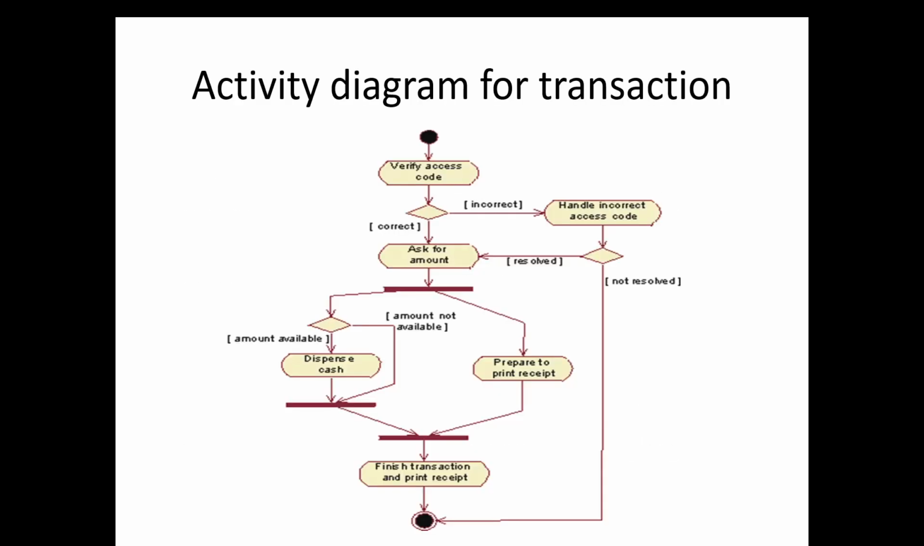Let's see this diagram, and next we'll be constructing one activity diagram in Star UML. See this symbol, this one is the initial state. The initial state is represented by a filled circle. Activity, like we are making it for some transaction.